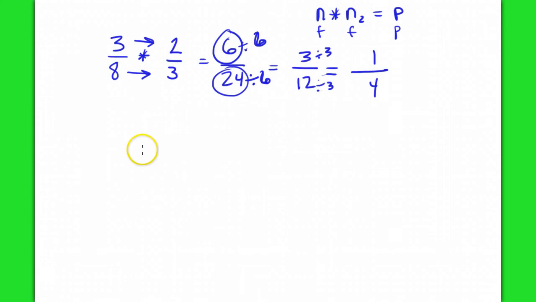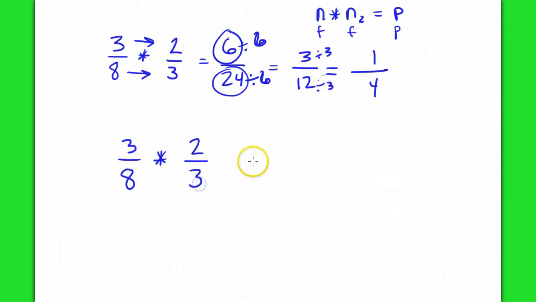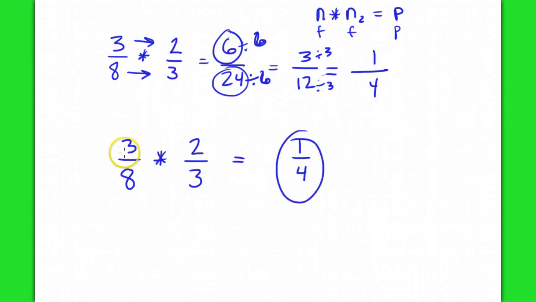Now, the cross-canceling aspect and how it relates to a ratio. 3/8 multiplied by 2/3, and we've seen that it equals 1/4. We'll just put that over here because we know that's the answer. Now, what does this say? Because we're not finding a common denominator, we're simply increasing this 2 by a factor of 3, right? And we're increasing this 8 by a factor of 3.